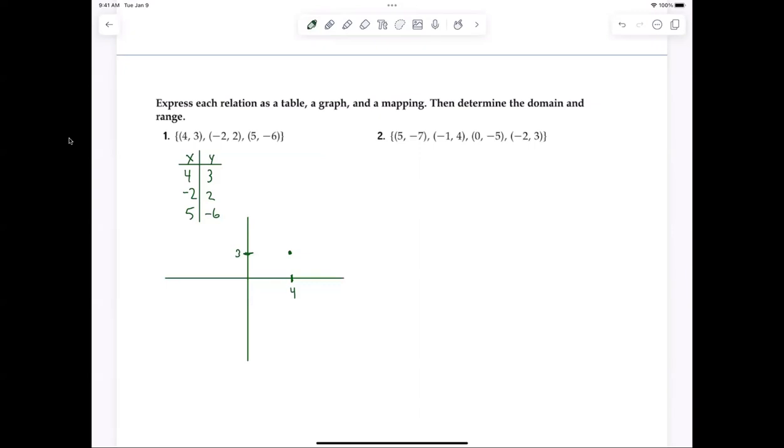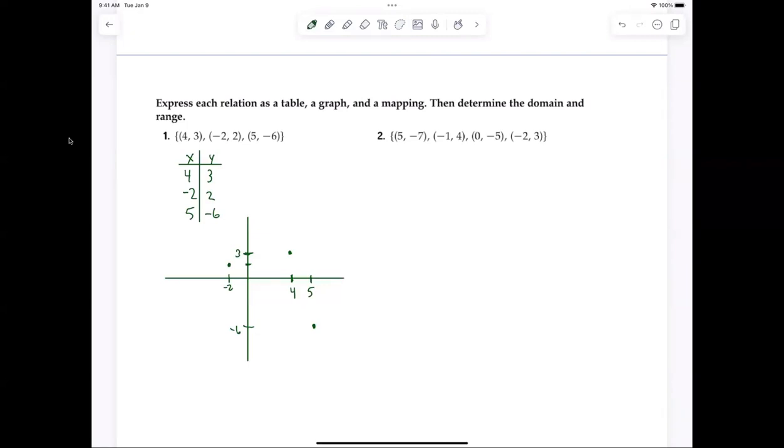Now you would plot the point -2, 2, which means you go left 2, and then up 2. If we go left 2, that would be -2 and up 2. And there you have it. And then, of course, 5, -6 means you go right 5, and then down 6. That should be good enough, and just put a dot there. I know that's really simple.